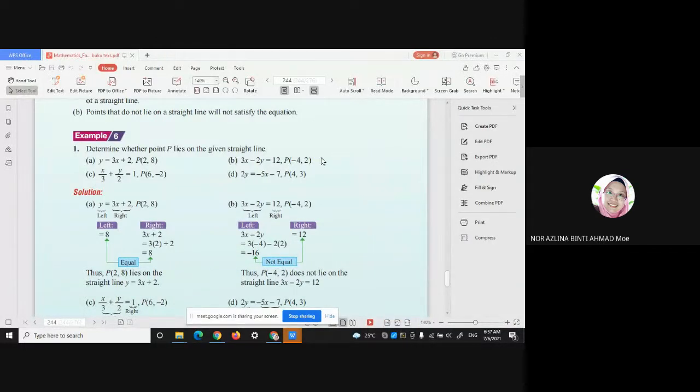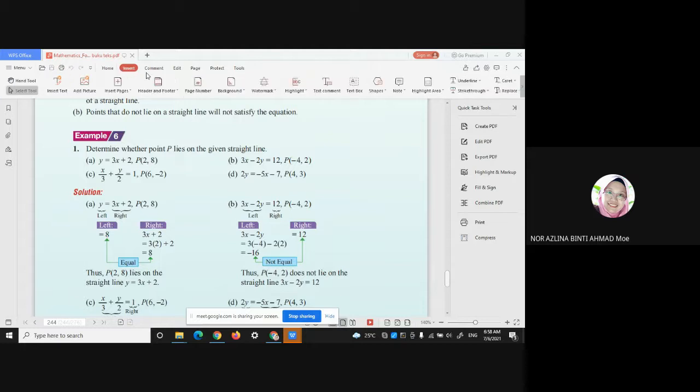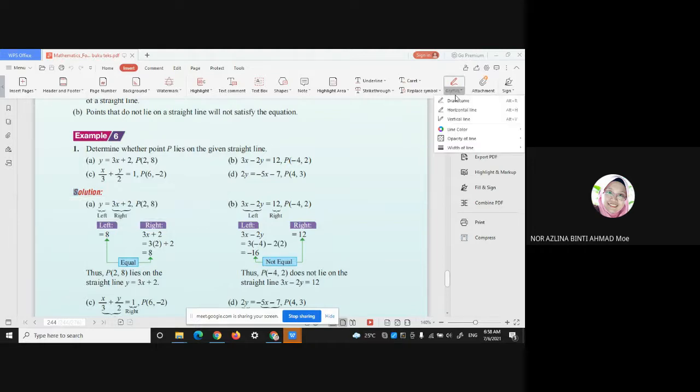Okay, today we start with example 6. Determine whether point P lies on the given straight line. To check whether this point lies on the straight line, we need to substitute the values of x and y into this equation. So let's say this is x and the right hand side is y.